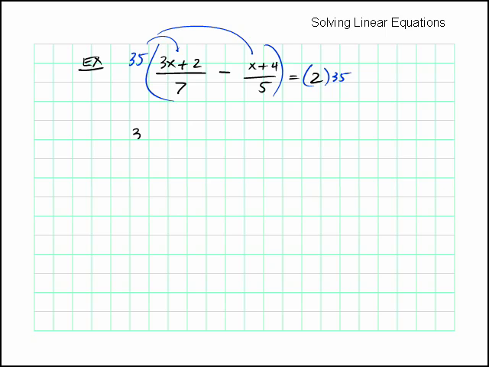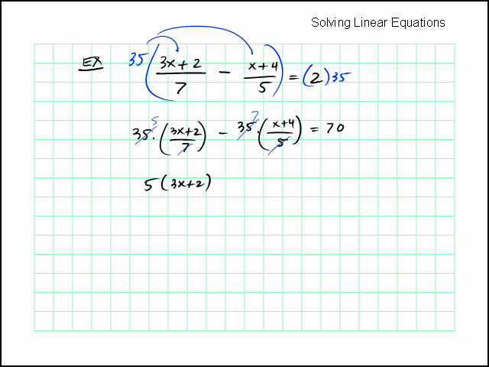So it would be 35 times (3x plus 2)/7 minus 35 times (x plus 4)/5. And on the right side we have 70. Okay. 7 goes into 35 5 times, so this is now 5 times (3x plus 2). Over here, 5 goes into 35 7 times. This is now minus 7 times (x plus 4) equals 70. Okay, all the fractions are gone.